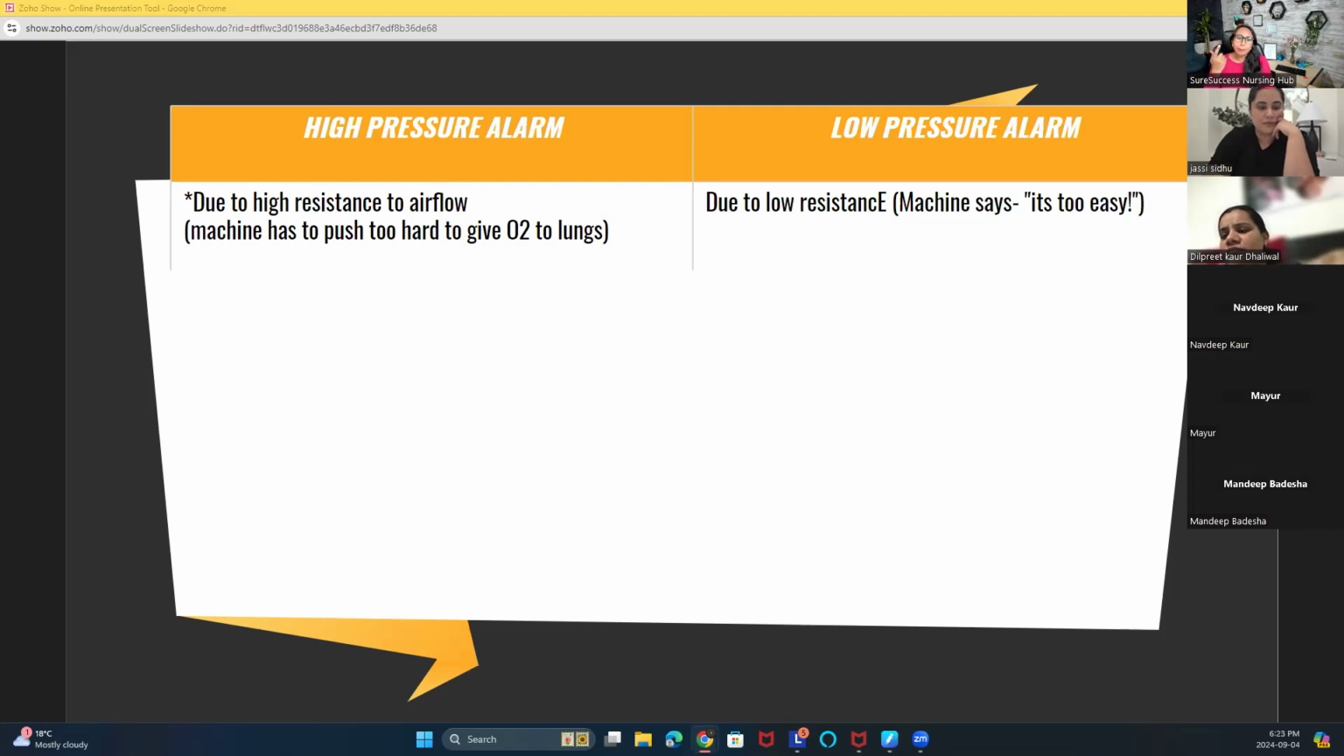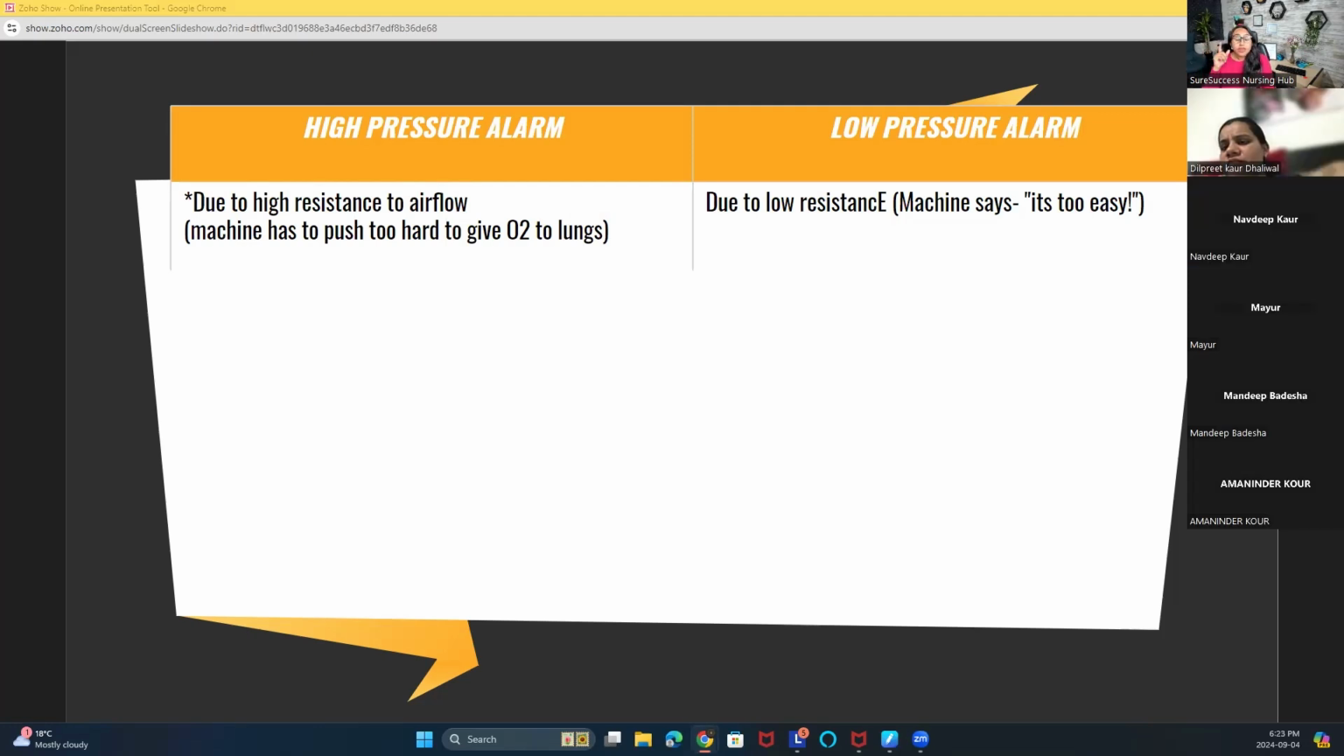Kinking is one. Secretions in the tube. Very good, Amaninder. So let's suppose I'm your patient. I have too much secretions, and of course the ventilator will have to work too hard to give the breath to me, right? So what will you do, Amaninder? I will suction it. First of all, you will try the deep breathing exercises, coughing the patient, turn the patient, and then suction. Yes, very good.